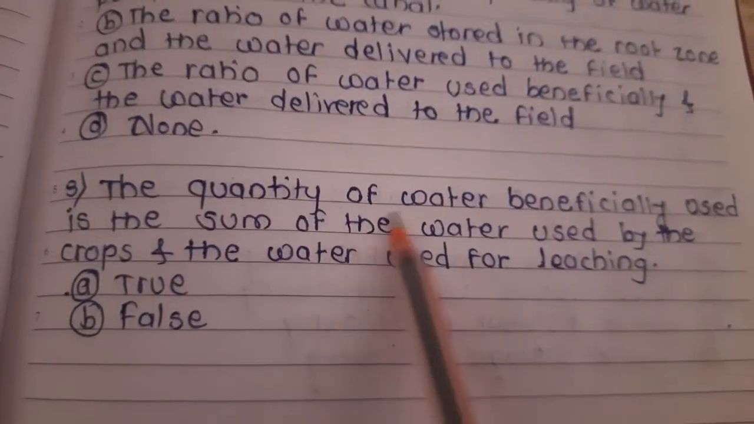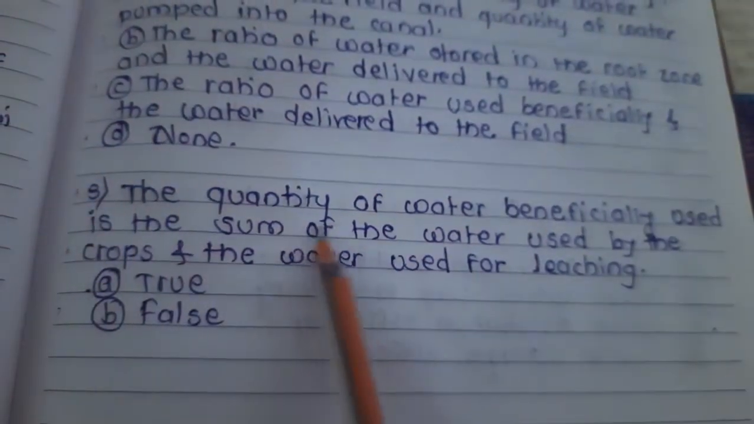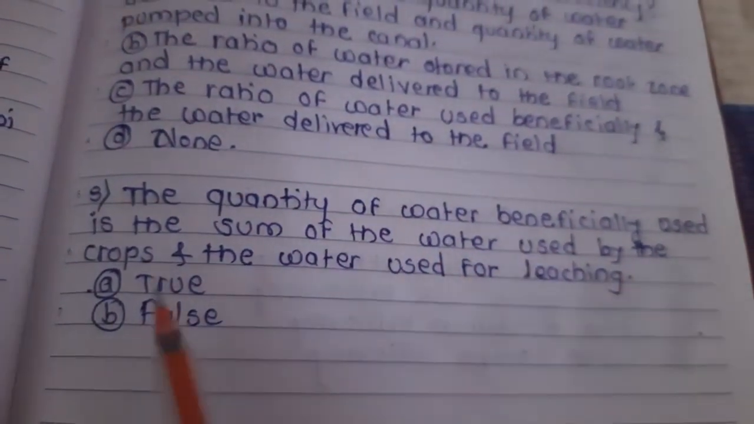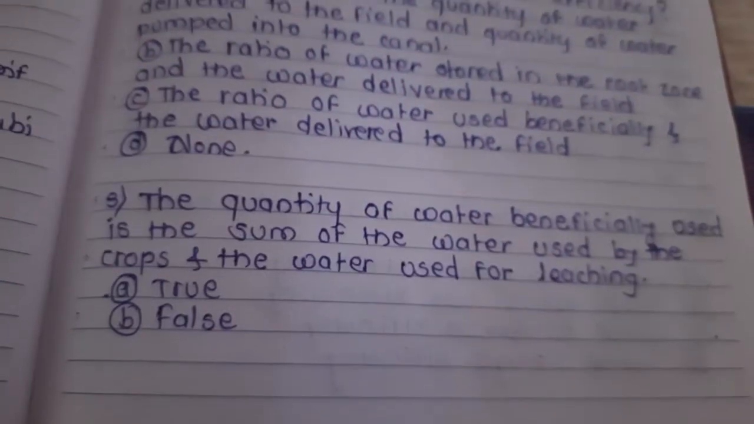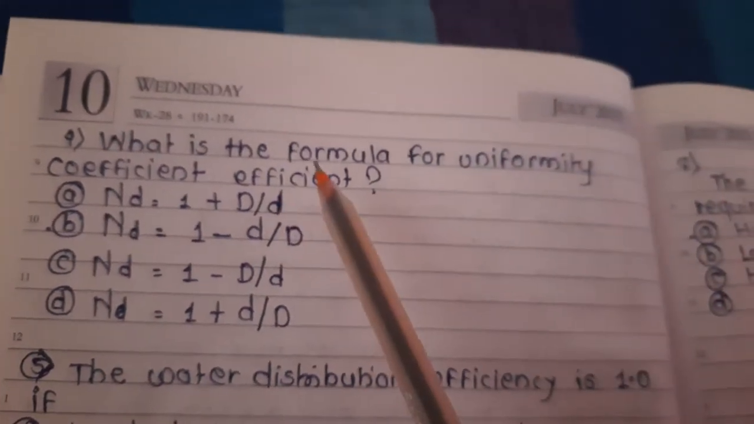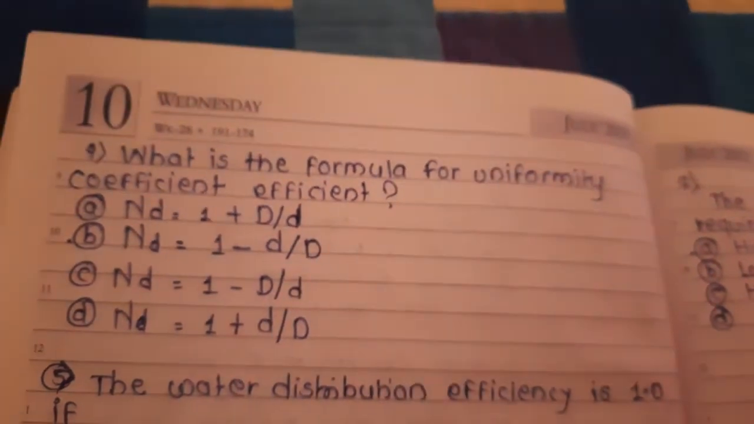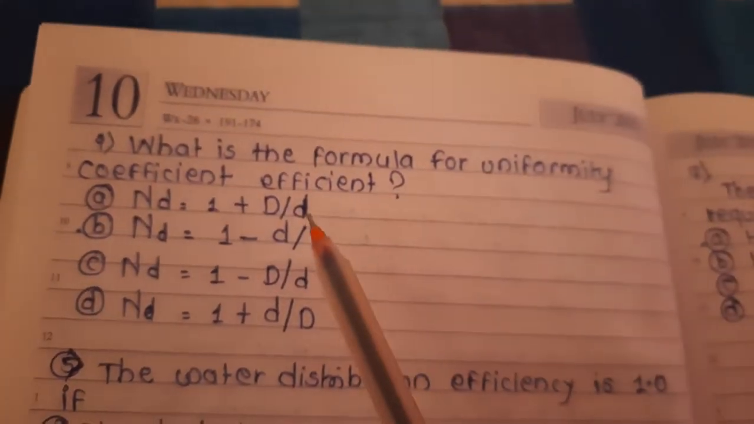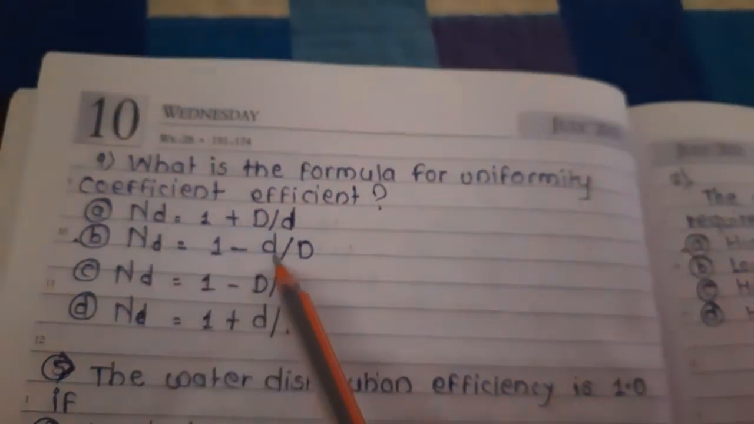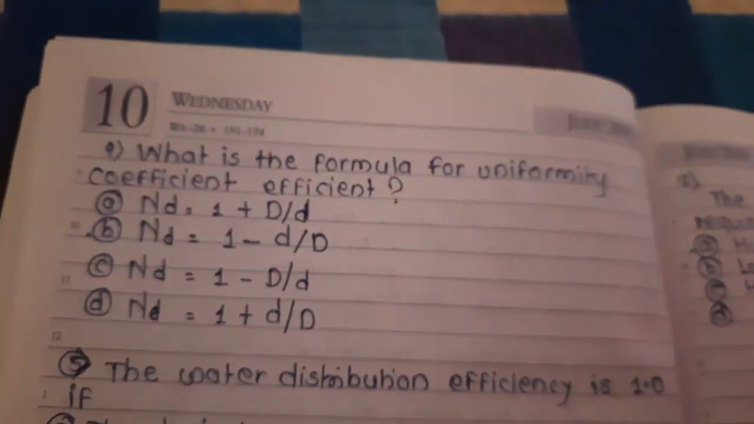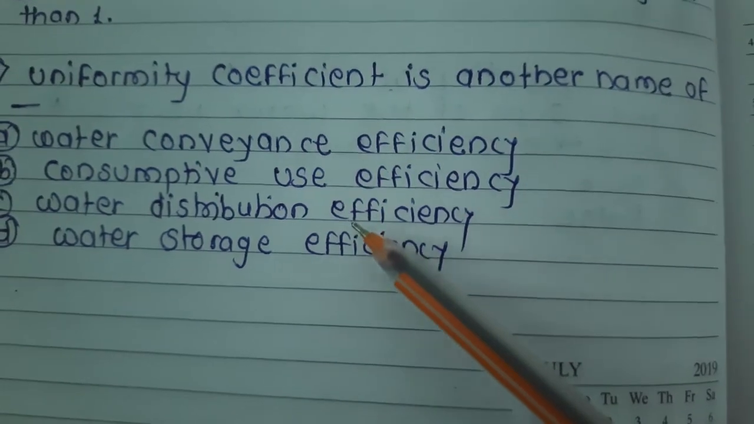Third one, the quantity of water beneficially used is the sum of the water used by the crops and water used for leaching. Yes, this is true. Now, what is the formula for uniformity coefficient? Hence, they ask the water distribution efficiency formula. And the answer is D, 1 minus small d upon D. Uniformity coefficient is another name of water distribution efficiency.